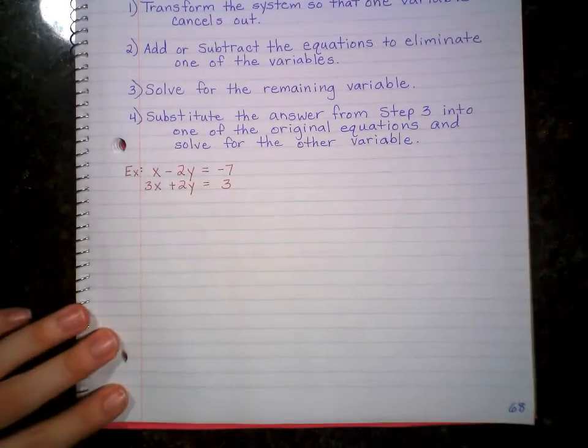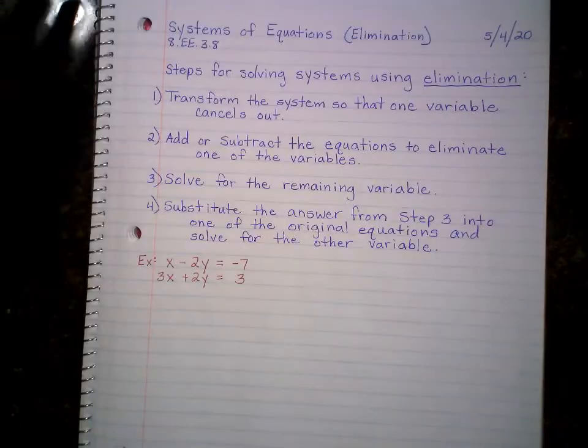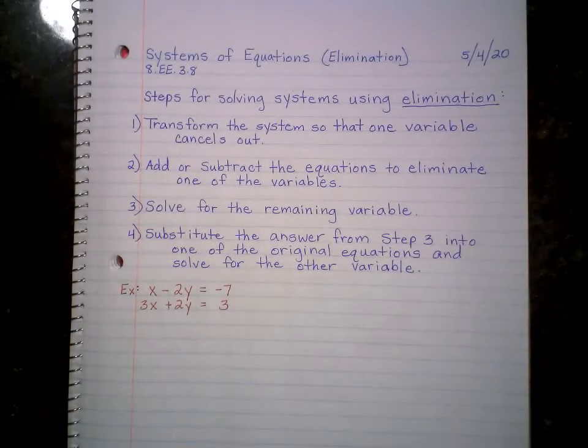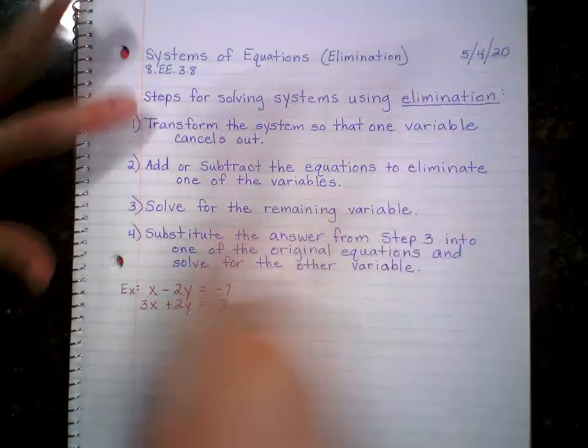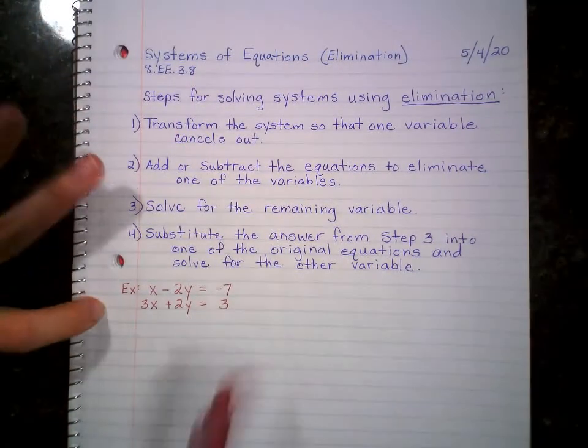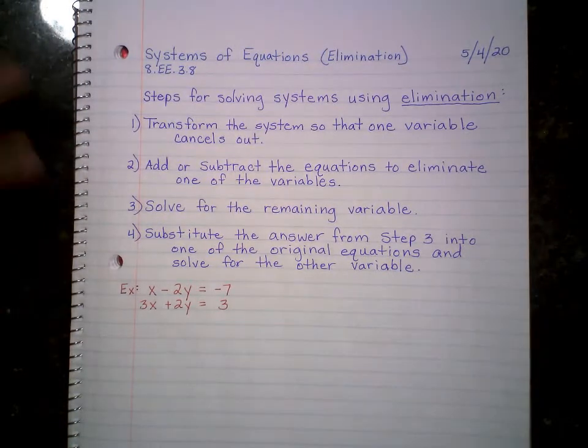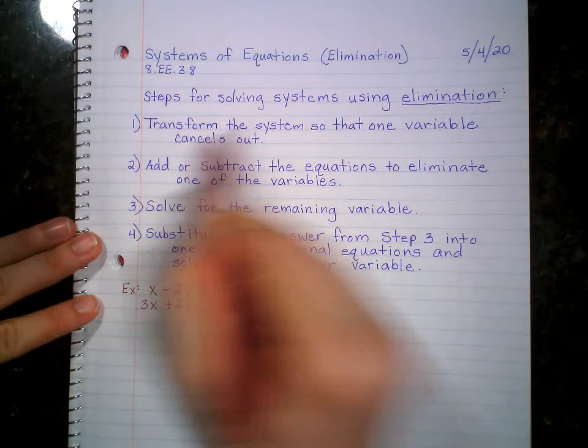You are supposed to be on page 68. So right now, pause the video, write your notes, title it, all that. It's 8EE 3.8. Write the steps in the first example, and then press play once you did it. So that way I'm not taking time recording while also writing it all down.